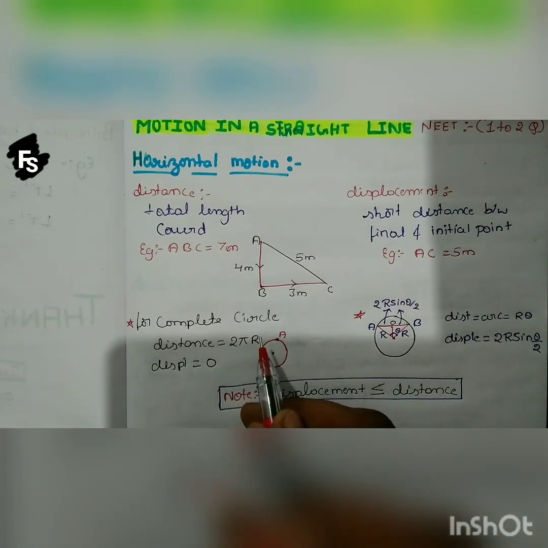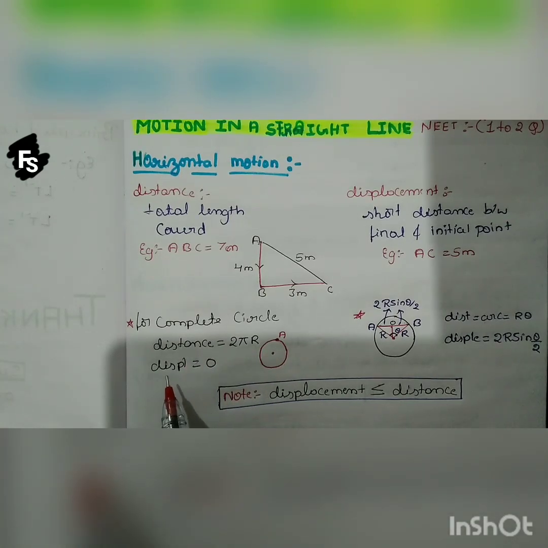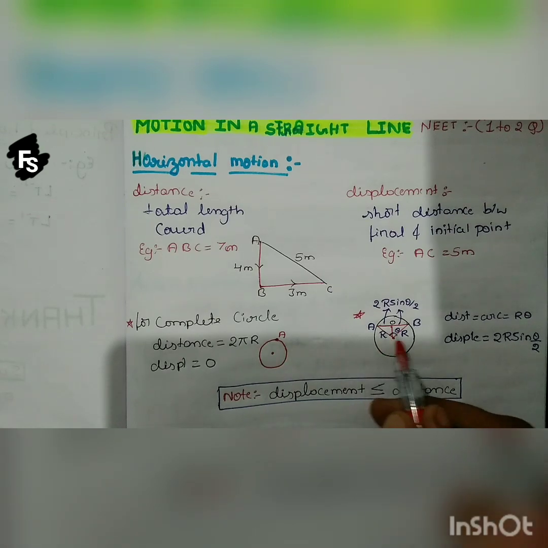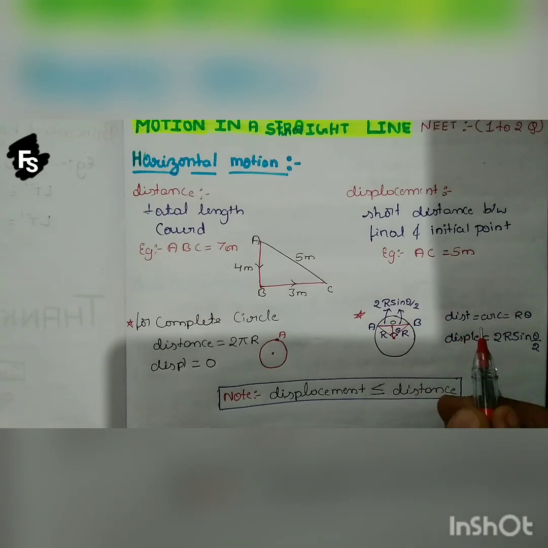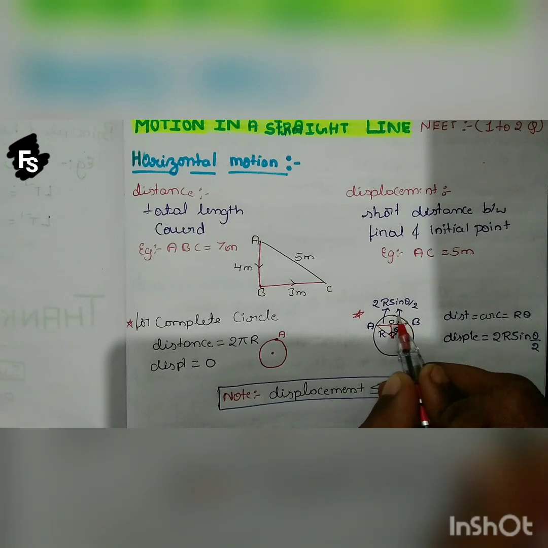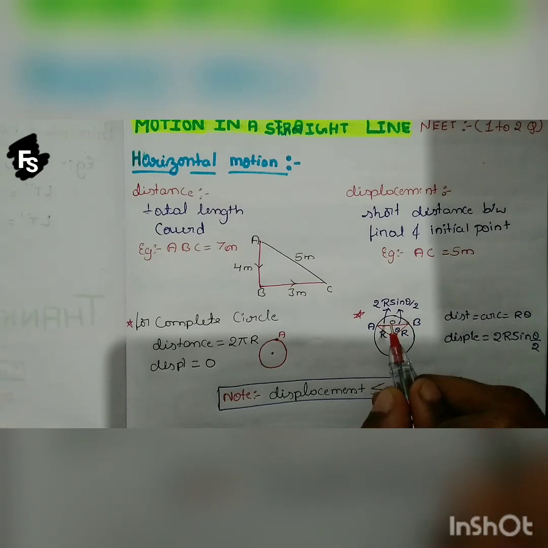For a complete circle, distance is equal to 2 pi r, and displacement is equal to 0 because the initial and the final point will be the same. Then we come to 2 points on the circle. Then we may say that distance is equal to arc length, means A to B. The arc length is known as the distance. The arc length formula is r theta, means radius into angle between the 2 points, and the arc length is equal to the distance.